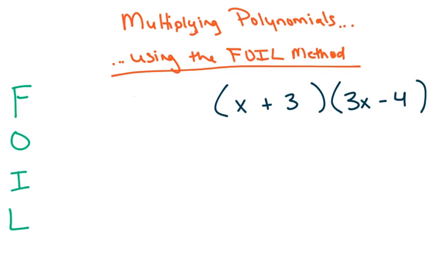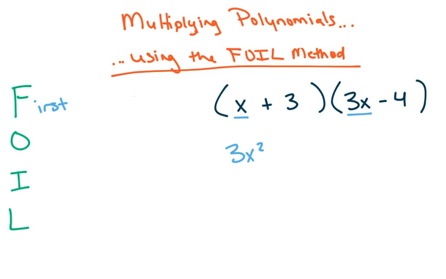This idea of FOIL, each of those letters does have a meaning, and what it's basically telling you is what order to multiply things in. I'm going to go through this relatively quickly. The F in FOIL stands for first, and what it's talking about is the first value in each binomial you're going to multiply together. So x times 3x is going to be 3x squared.